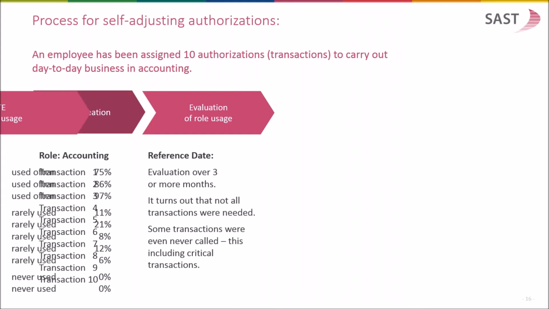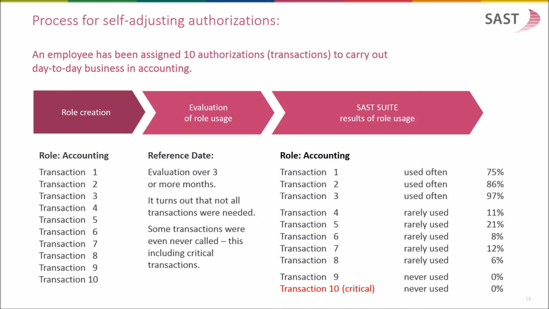Then you have an evaluation for this one and you get a specific result of this role usage. We have at least 3 transactions that are very often used. We have rarely and seldom used transactions. And we have at least critical transaction number 10 is never used. That's fine for us and fine for the SOD conflicts. And of course, transaction 9 is also never used. So you see the percentage of this will be a result of the SAP standard transactions and standard statistics. We are just encountering all this information for this 3 or more months evaluation period.